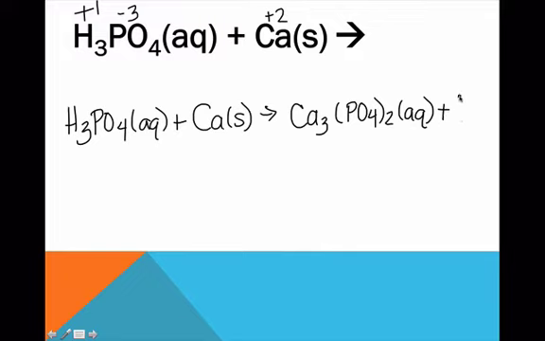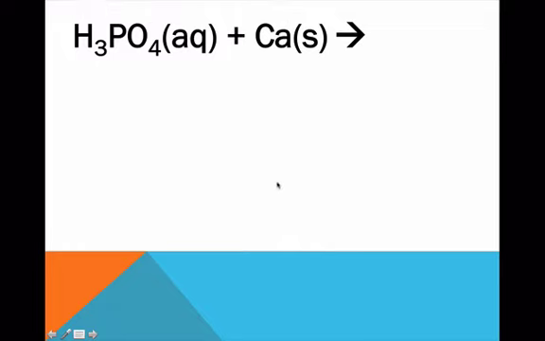Hydrogen we know is a diatomic, so it's going to be H2, and H2 hydrogen is a gas. So in this case, we're going to see bubbles coming off. You're going to see hydrogen gas being produced. And then you could go back and balance this. We could put a 2 here, which gives us 2 phosphates. We need 3 calciums, and we need 6 hydrogens, so we'd put a 3 there. So there's your balanced reaction for that.